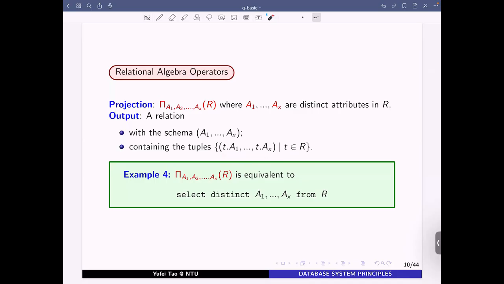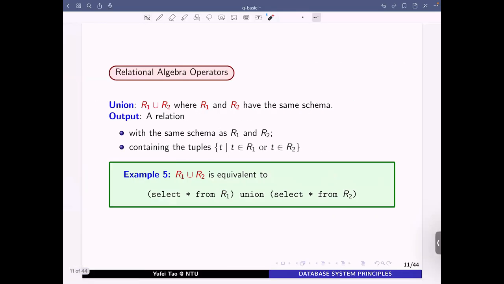So this is the equivalent SQL statement. As you can see, select from R, and distinct, just in case two tuples have exactly the same values on the attributes you selected, then only one copy of the tuple would be kept. Remember, we're talking about set semantics. We don't want exactly the same tuple appearing twice in the output of this relation. So that's why the distinct keyword is here.